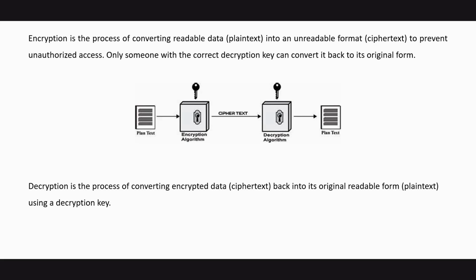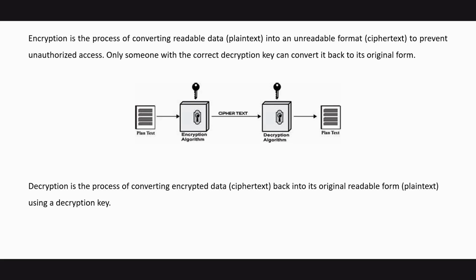So only someone with the correct decryption key can read it. While encrypting the text, it will provide some decryption key, and we should save it somewhere. With the decryption key, we can take back our plain text from ciphertext, which is decryption. Only someone with the decryption key can convert it back to the original form.